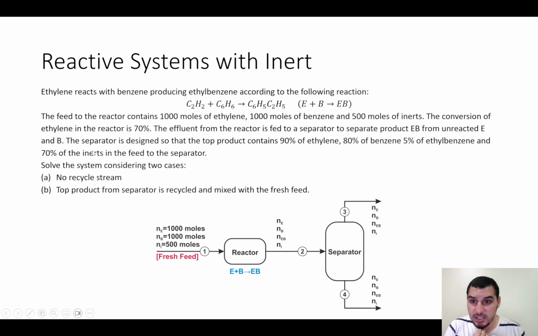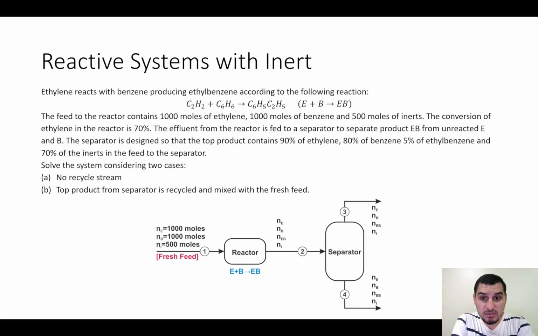We are told that the separator is designed so that the top product, which is stream number 3, contains 90% of ethylene, 80% of benzene, 5% of ethyl benzene, and 70% of the inerts in the feed to the separator. So we have a ratio between each one of these species, or the flow rate of each one of these species in stream 2 and stream 3.